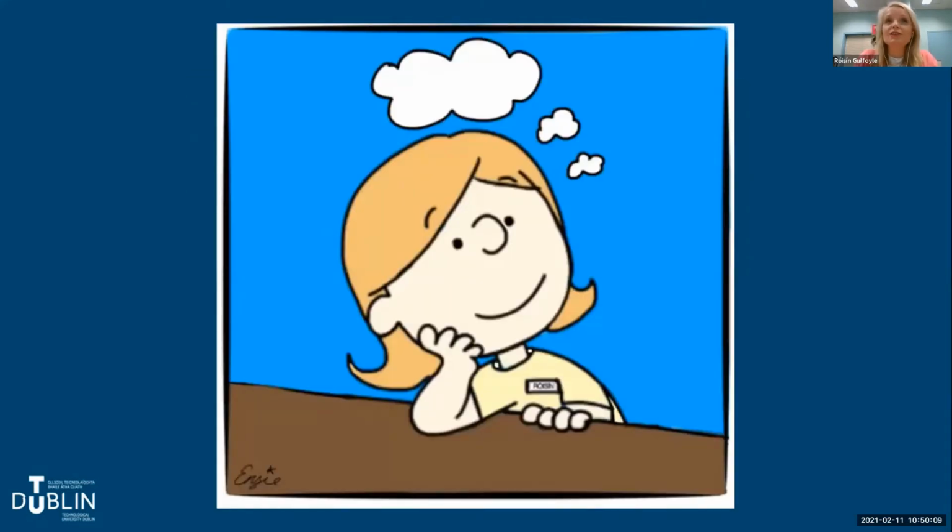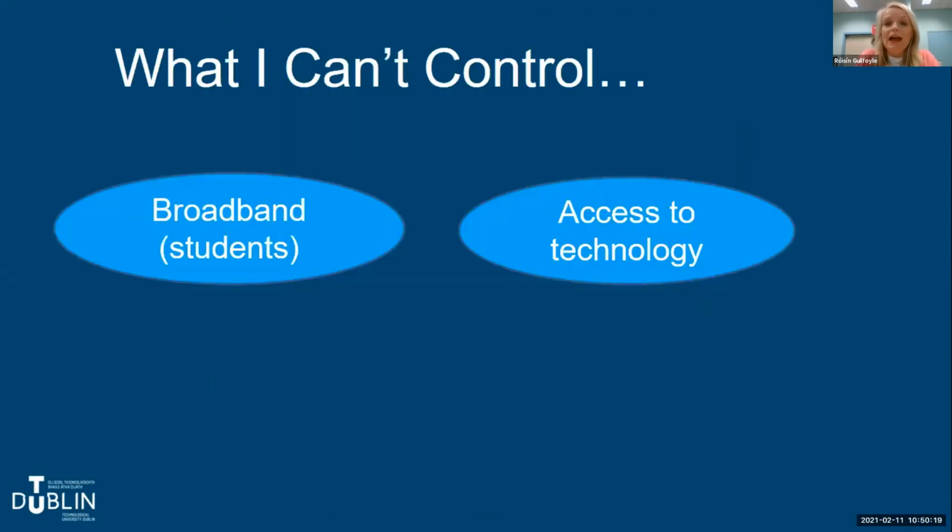I started identifying a number of issues, which I divided into two broad categories: what I can't control and what I can't always control. The first one, what I can't control, is broadband, and I discovered these twin problems. They're very closely linked. One is not having access to broadband at all, or having access to very slow broadband. It's really, really difficult for students.